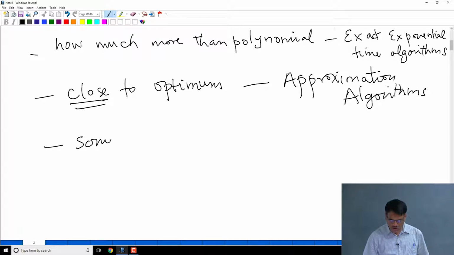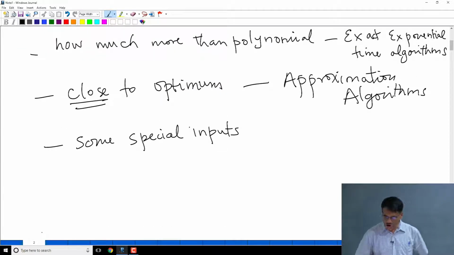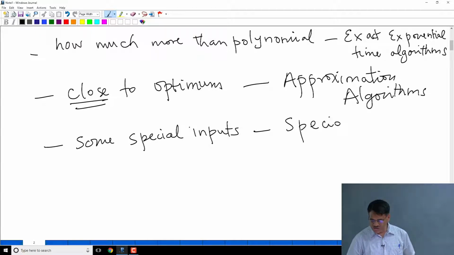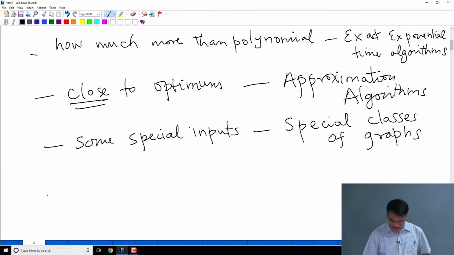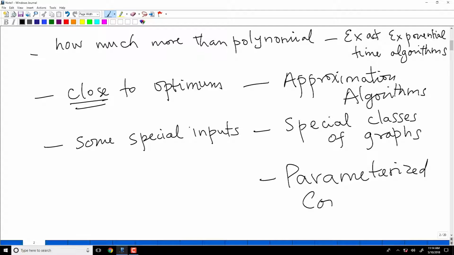I do not want to solve it for all inputs, but maybe I want it for some special inputs. So, for example, polynomial is something I want to relax, exact is something I want to relax, and for all inputs is something I am trying to relax now. So, instead of all inputs, I want to solve it for some special inputs. There is a whole industry of special classes of graphs for which some of these hard problems can be solved efficiently. And then there is another area which is fairly recent, that is parameterized complexity.